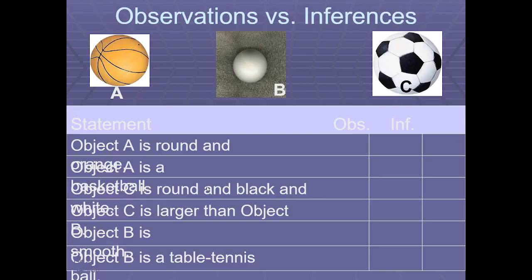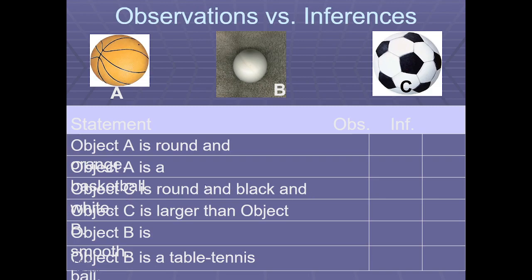What are the differences between observations and inferences? Well, an observation is something that you can prove to be true, and an inference is something that you assume, such as: object A is round and orange. You can see that object A, which is a ball, is round and it is the color orange. So that would be an observation. Object A is a basketball. You could see that it's a basketball, so that would also be an observation.